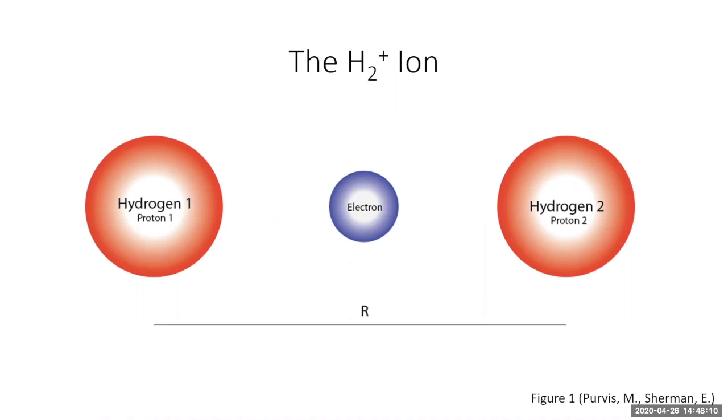Because it's so simple, it can actually be used to provide exact solutions to Schrodinger's equation, which is the essential equation for all of quantum mechanics. Note here on your screen the 2 protons sharing the single electron and the internuclear distance r between each of our protons. This variable becomes fundamental to our derivation later, so make sure to keep it in mind.